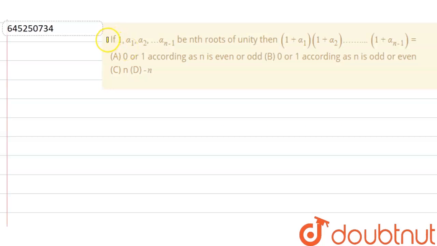Hello everyone. Our question is, if 1, alpha 1, alpha 2, up to alpha to the power n minus 1 are the nth roots of unity, then (1 plus alpha 1)(1 plus alpha 2) up to (1 plus alpha n minus 1) is equal to, and we have been given four options to decide which is correct. Now, if these are the nth roots of unity, then x to the power n minus 1 is equal to 0.